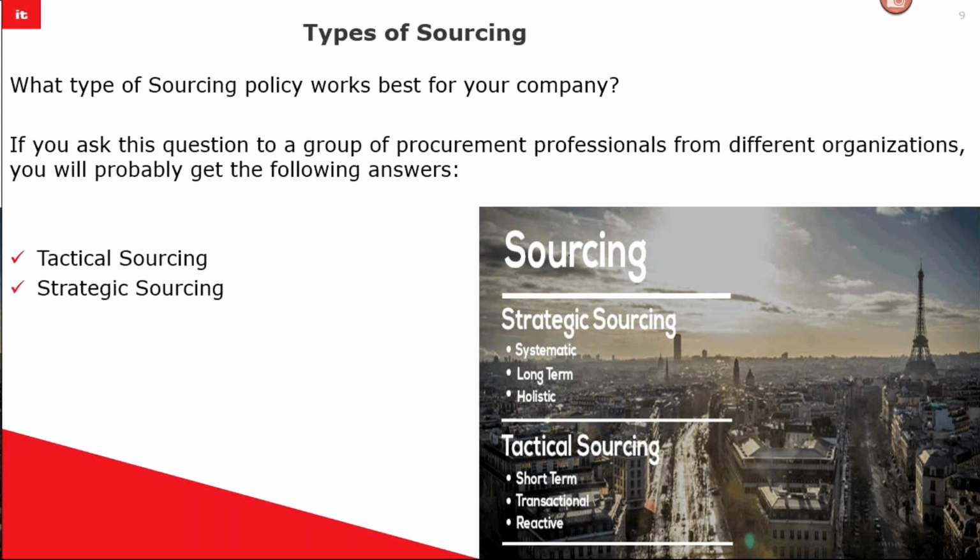In that case we can create an event for RFI or RFP. If we are satisfied with the information and pricing terms in the RFP, we can go ahead and create a contract or PO. If not, we'll go for an auction. We'll go for bidding with a limited number of suppliers, or with a number of suppliers. So tactical sourcing is something which is short term.